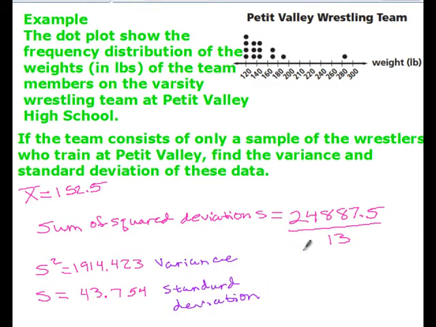So there you go. There's how we find variance and standard deviation. And just remember the difference between population and sample. Population we divide by n, sample we divide by n minus 1.